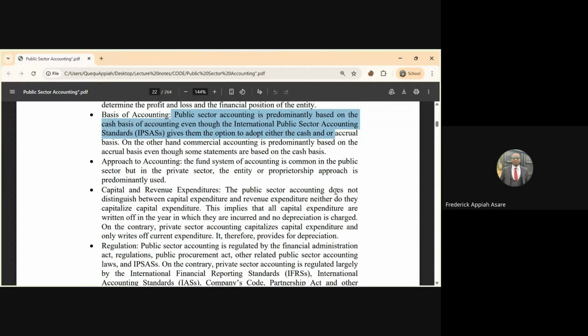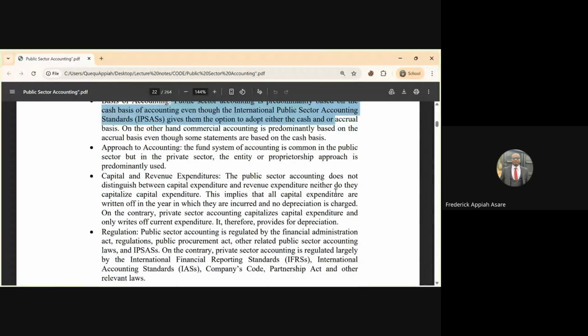Then we have capital and revenue expenditure. The public sector accounting does not distinguish between capital expenditure and revenue expenditure. But when it comes to private sector accounting, they distinguish it. So for them, the revenue expenditure will be in the P&L, that is the profit or loss account, profit or loss and other comprehensive income, but the capital expenditure will rather be in the statement of financial position.